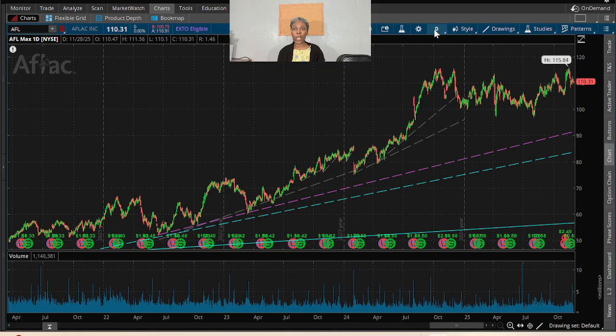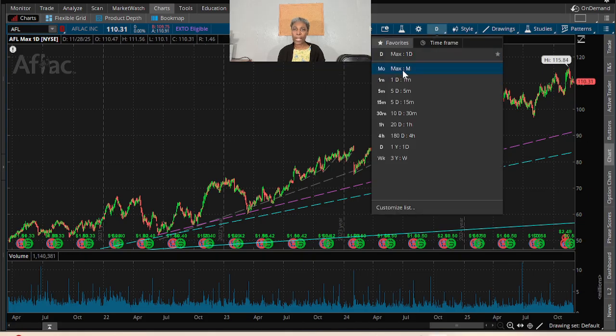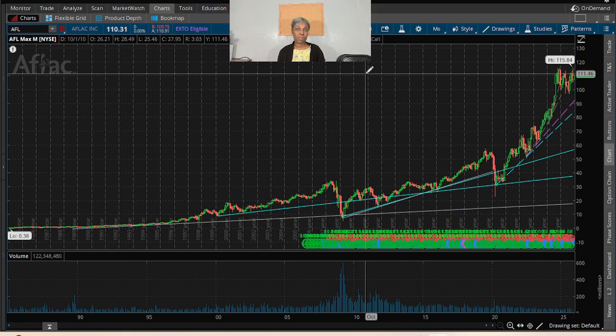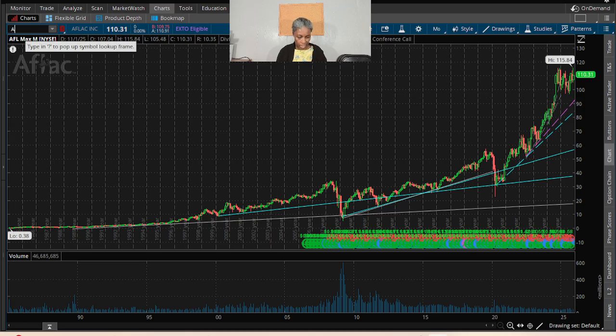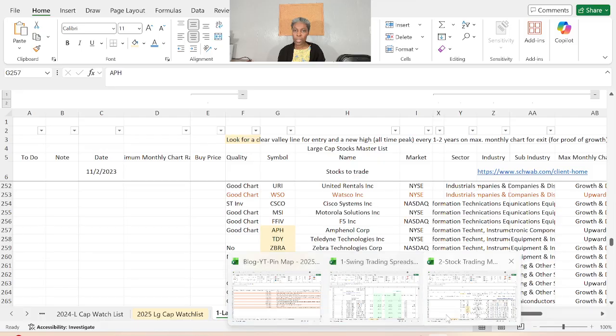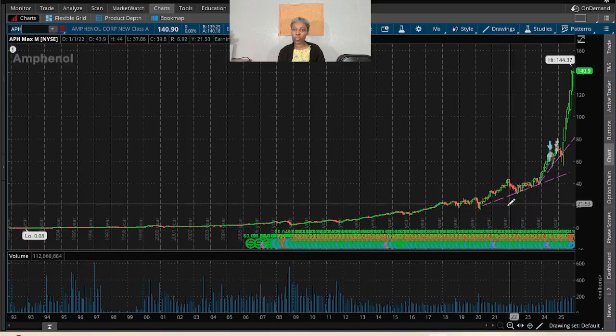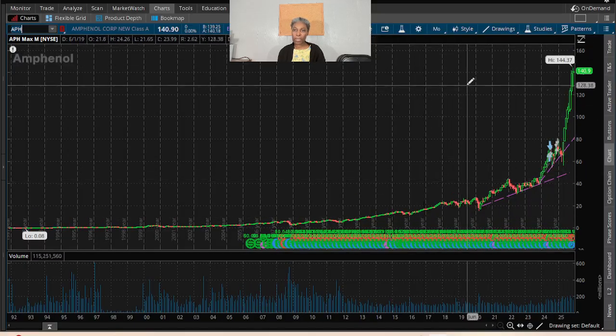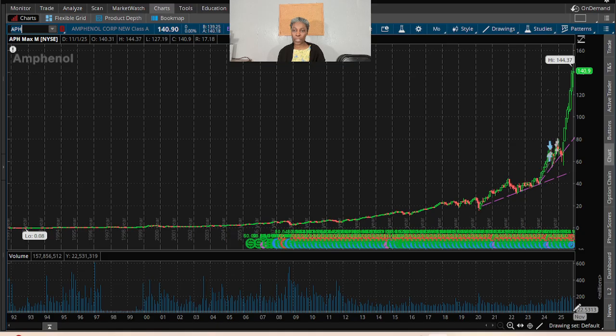To create your own watch list, you want to analyze stocks using the maximum monthly chart to see the overall trend of the stock chart. And APH, let's see if that's all we have. APH. So when you look at the maximum monthly chart, you have your date on the x-axis from the past to the present, and you have your price on the y-axis from 0 up.